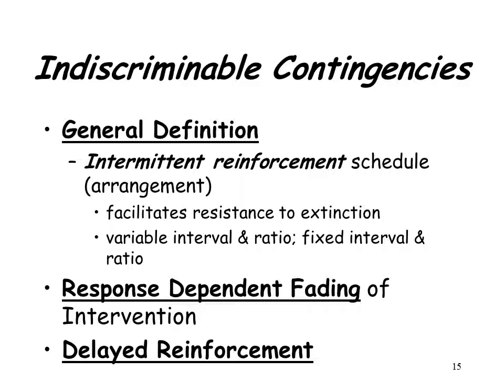Another approach is called indiscriminable contingencies. With indiscriminable contingencies, we want to make reinforcement less predictable. Again, these are things we've really talked about before, but we talked about them in different ways. One of the ways that we build resistance to extinction is to use intermittent reinforcement. And that means we fade the schedule of reinforcement.